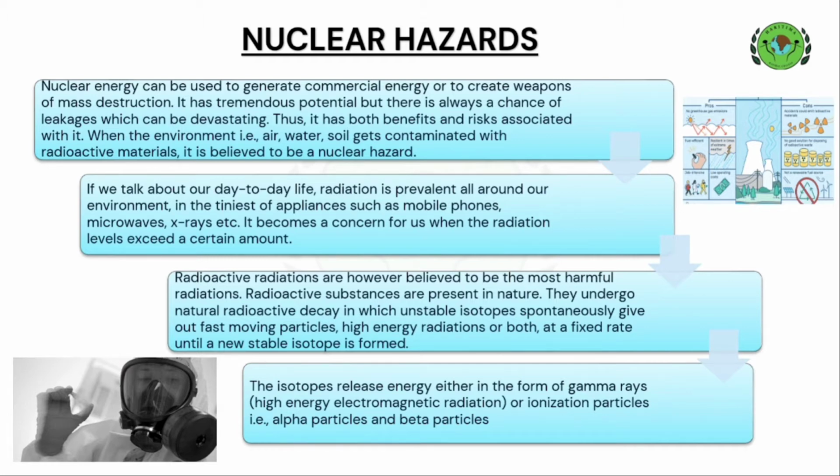Radioactive radiations are, however, believed to be the most harmful radiations. Radioactive substances are present in nature. They undergo natural radioactive decay, in which unstable isotopes spontaneously give out fast-moving particles, high-energy radiations or both, at a fixed rate until a new stable isotope is formed. The isotopes release energy either in the form of gamma rays, high-energy electromagnetic radiation, or ionization particles, that is, alpha particles and beta particles.